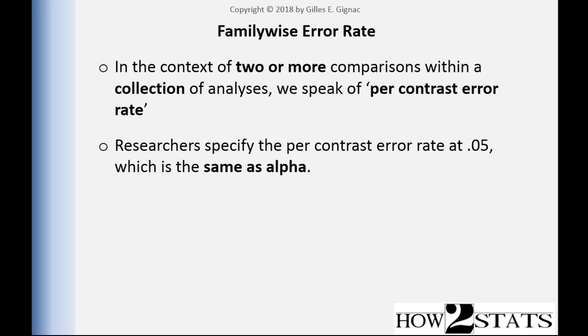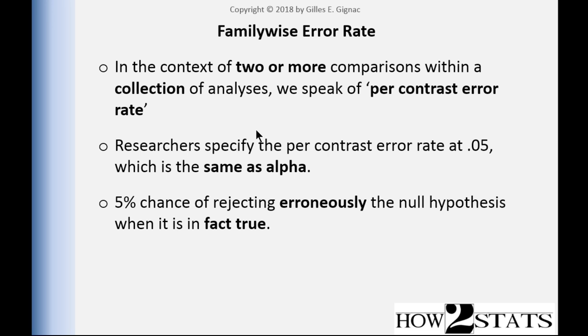So if we were to do 5 statistical analyses on the same sample of data, we would typically specify alpha at 0.05 for each one of those 5 analyses. And we refer to that as the per contrast error rate, or you could say the per analysis error rate. Again, it's a 5% chance of rejecting erroneously the null hypothesis when it is in fact true. Now that's for each individual analysis that a researcher might conduct on the same sample of data.